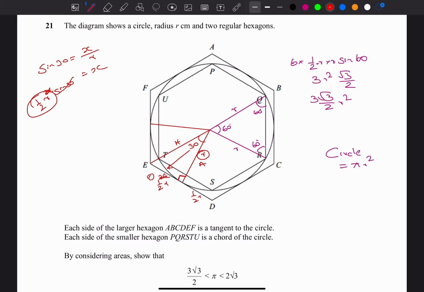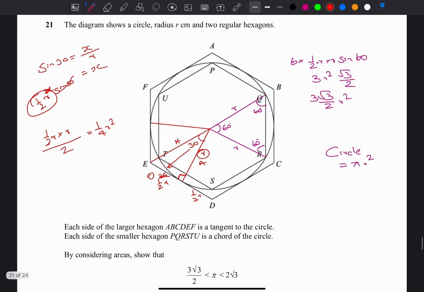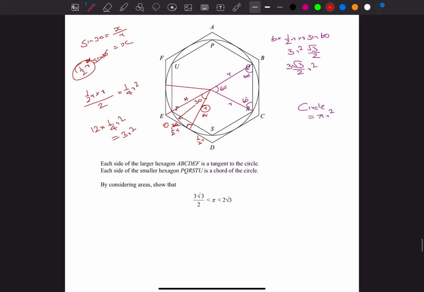We could work out the area of this little triangle here. Base times height: base is half r times the height r divided by 2. That will make it 1/4 r squared. But how many of those triangles? Because this is kind of a half triangle, instead of 6 it's going to be 12. 12 times a quarter r squared makes 3 r squared. So the first one is 3 root 3 over 2 r squared, and then the other one is pi r squared, and the other one is 3.